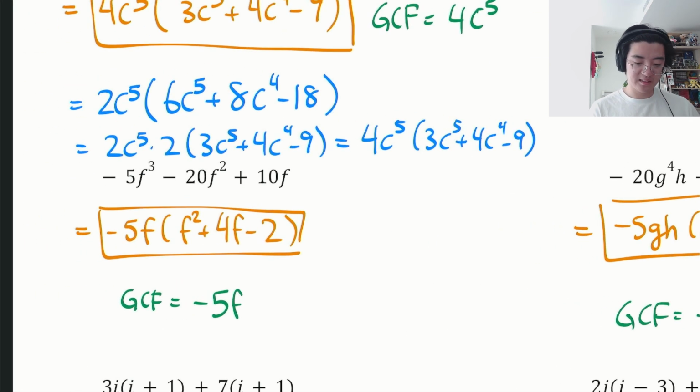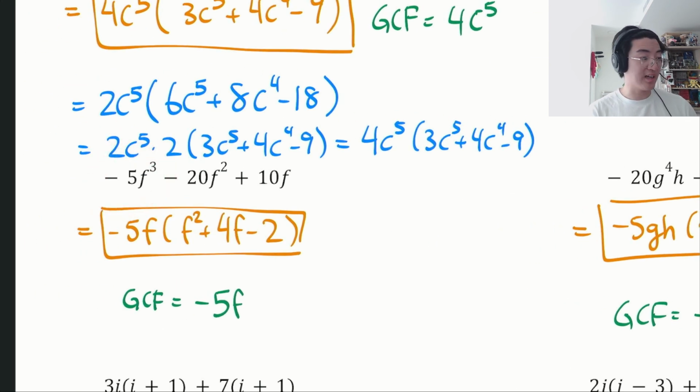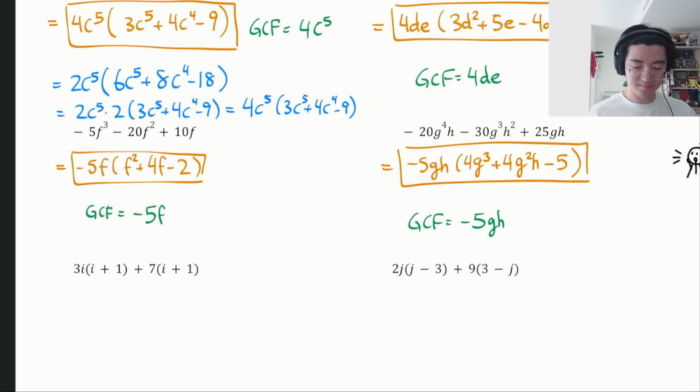So let's be careful here. Negative 5f cubed divided by negative 5f is positive f squared. Minus 20f squared divided by negative 5f, positive 4f. Positive 10f divided by negative 5f is minus 2. Remember the negative signs.